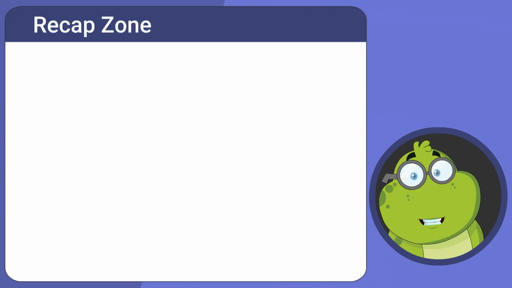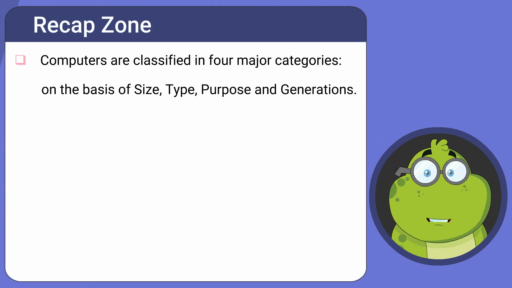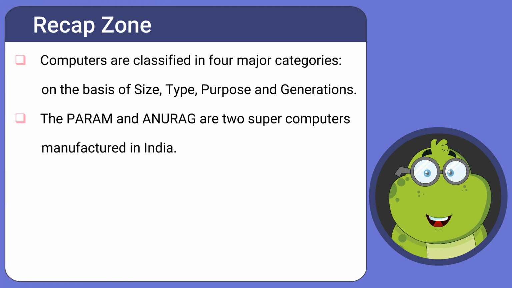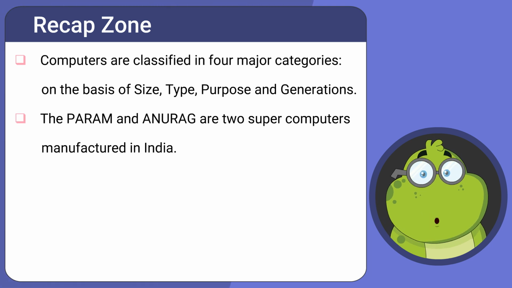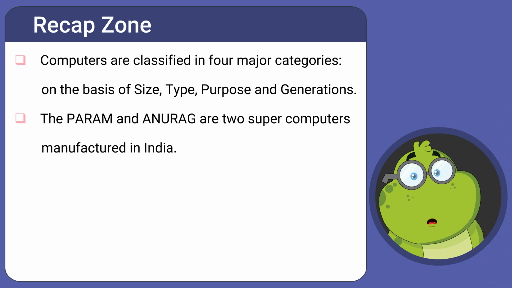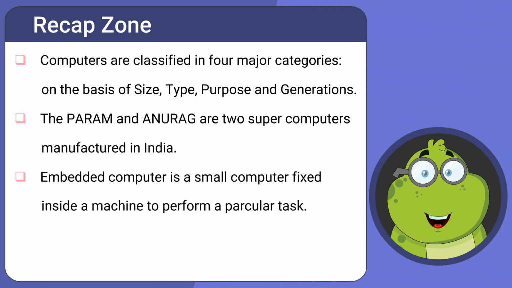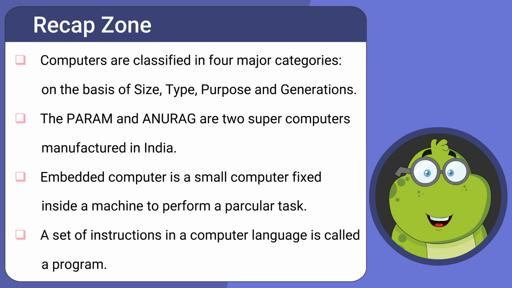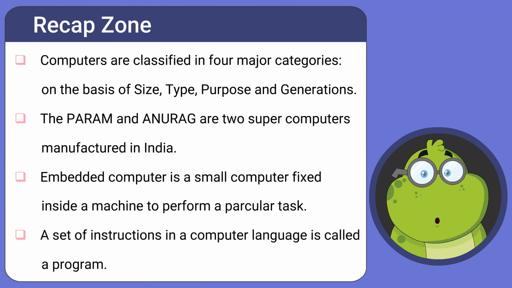Recap zone. Computers are classified in 4 major categories on the basis of size, type, purpose, and generations. Param and Anurag are 2 supercomputers manufactured in India. An embedded computer is a small computer fixed inside a machine to perform a particular task. A set of instructions in a computer language is called a program.